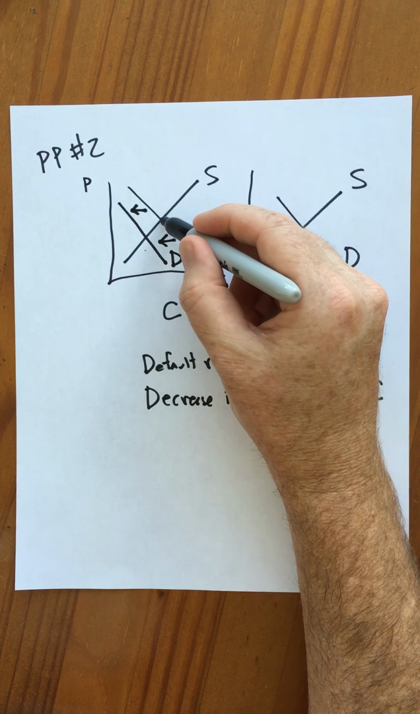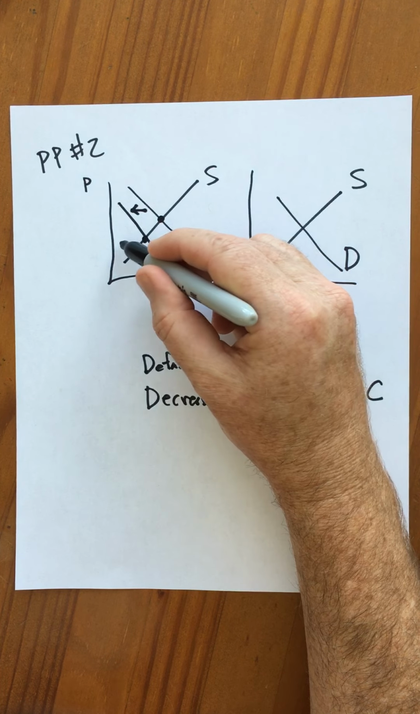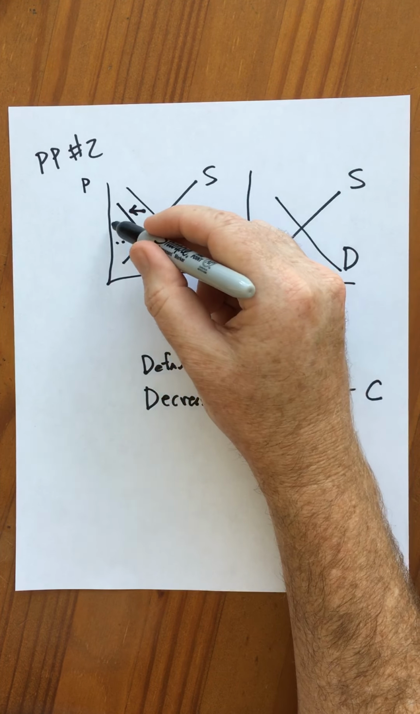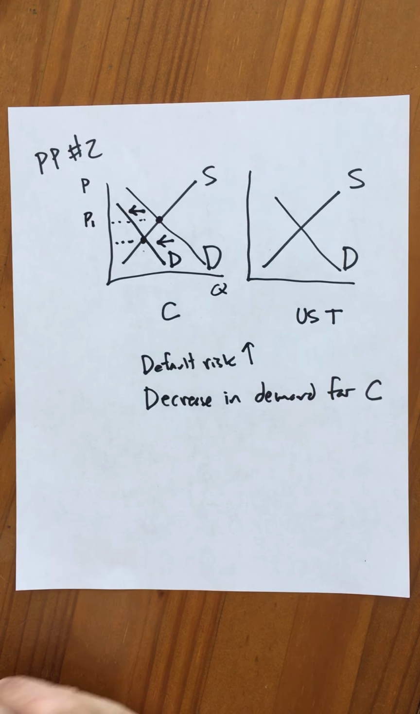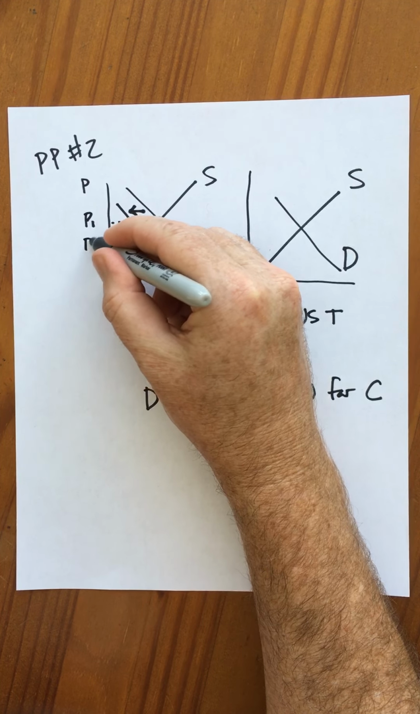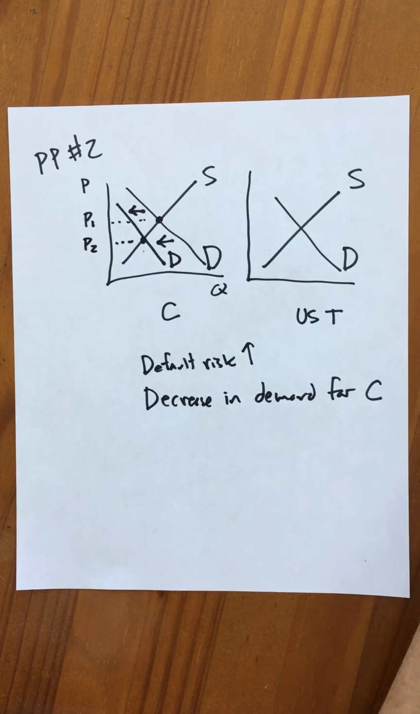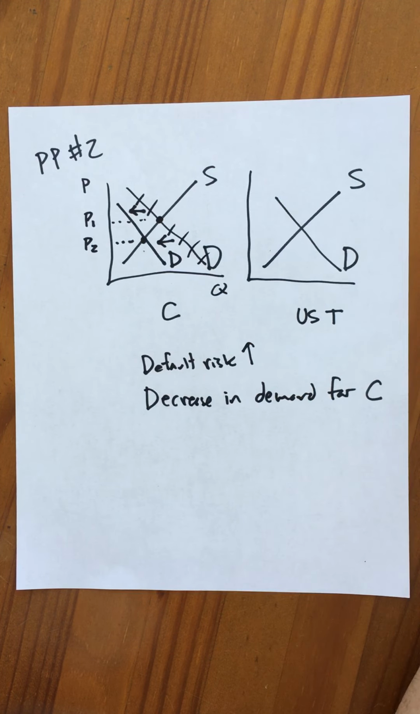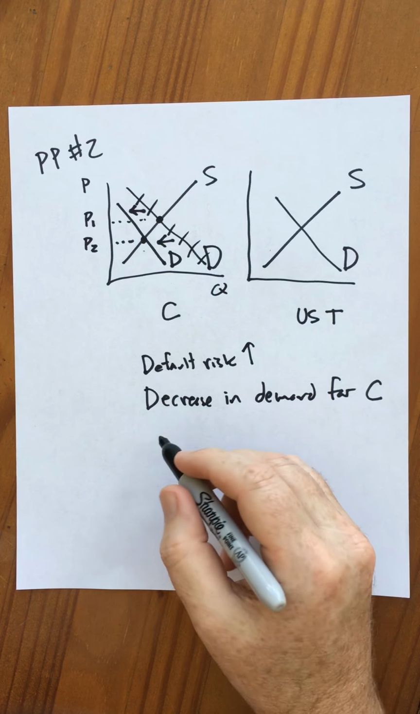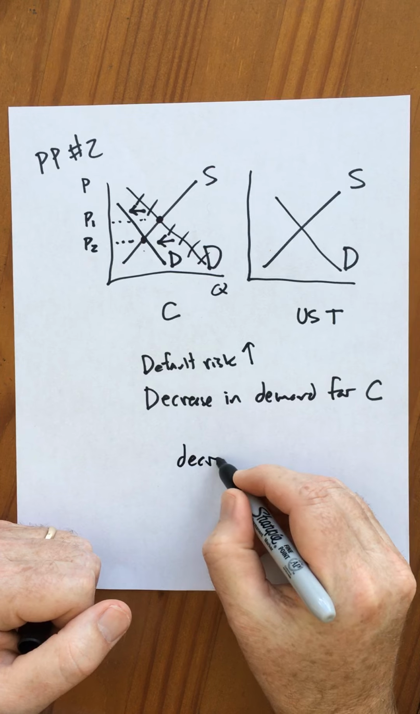After it moves to the left, we have a new price. That was my initial price. This is my second price. So I started up here at a market equilibrium price of P1. And now we're down here at a new equilibrium price of P2, where this original demand curve is sort of faded away. So in terms of my answer, it says that in case the demand for corporate bonds should decrease, so I'd write decrease for my answer there.